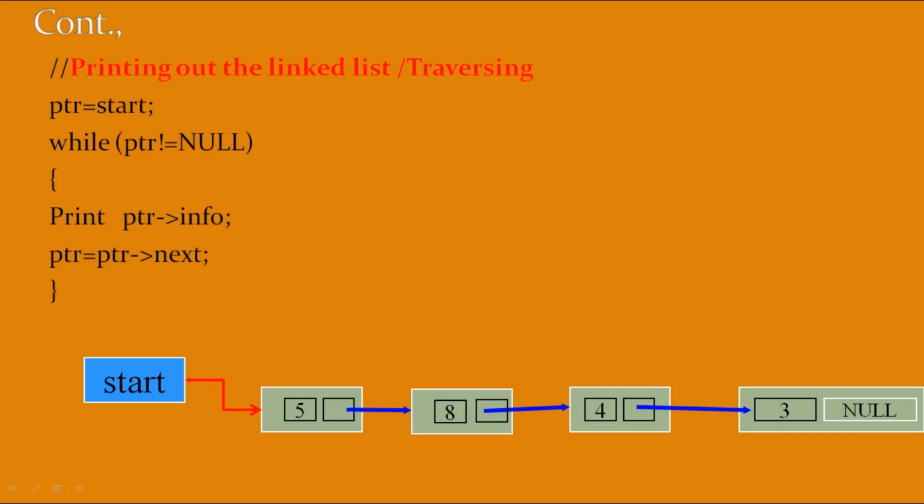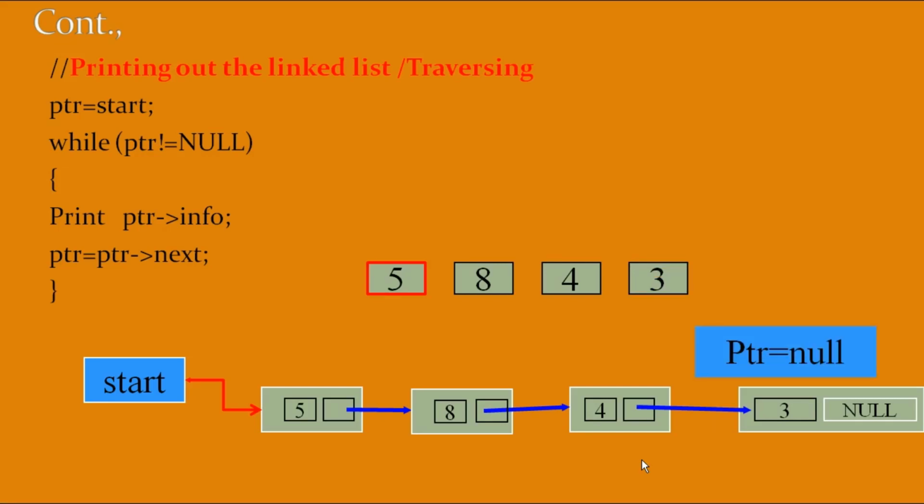So initially the pointer is assigned the address of the first node. Then we just print the value in the info field of the current PTR, which is 5. After that we move the PTR to the next node. Again we print the info field of the current PTR, and then move the pointer to the next node. Again we print the value stored in the info, which is 4. Then move, and again print the value stored in the info, which is 3.